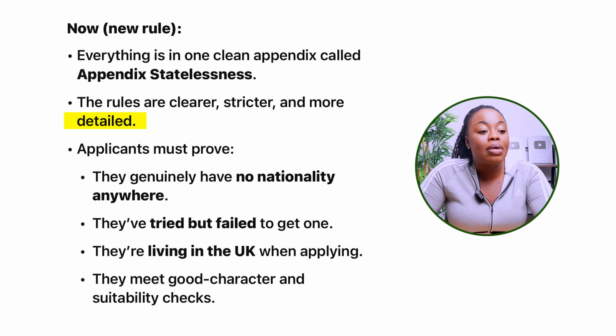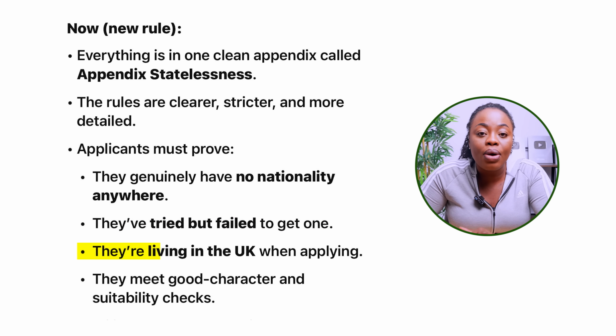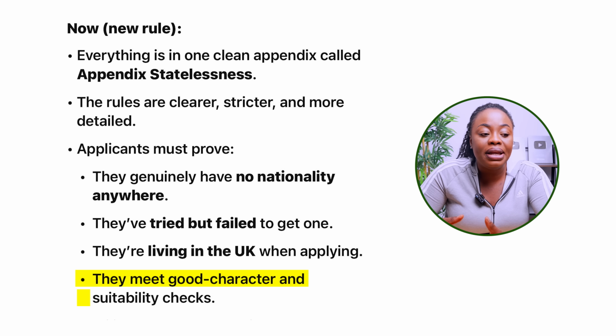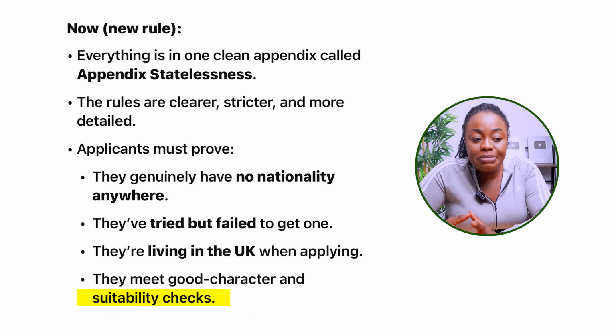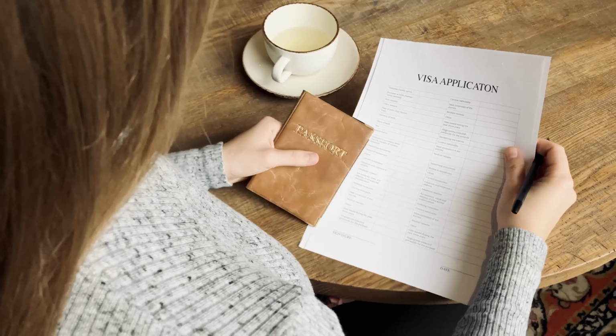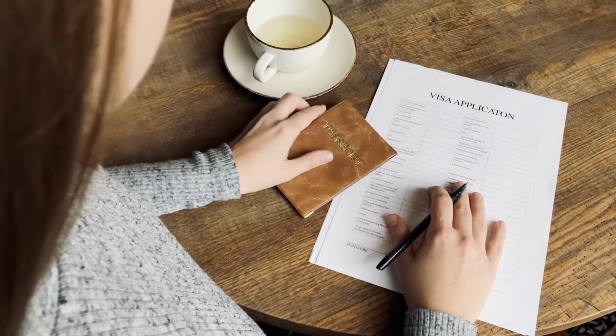Now the applicants must prove that they genuinely do not have any nationality elsewhere. They have tried to get their nationality back from another place, and let's say they have failed to get one. They are living in the UK when they are applying for this, and they meet good character and suitability checks. And then the families of these people, partners and children, also now have their own defined requirements. They also have things they have to prove, like proof of relationship, cohabitation, suitability, and all of that.